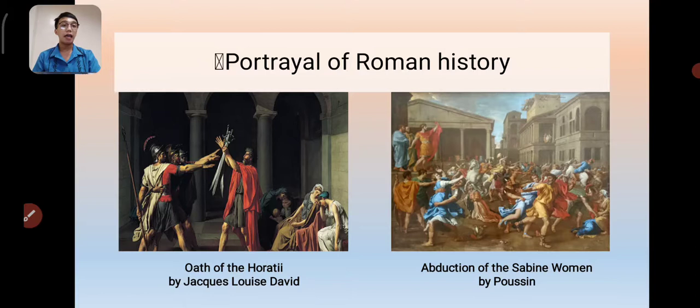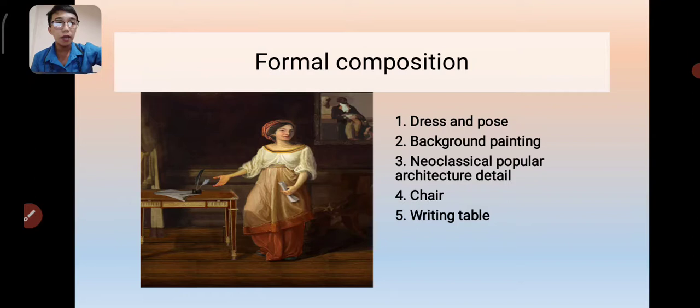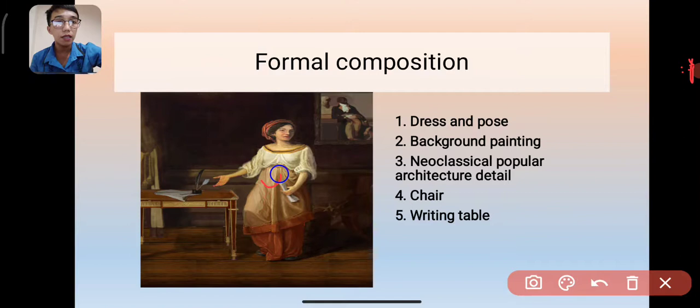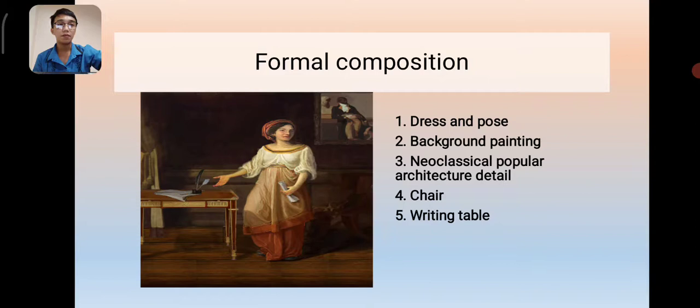Okay, the second one is formal composition. As you can see here, the dress, the background painting, then the classical popular architecture detailed. The chair, and writing table. As you can see there, napaka-formal niya tingnan. So, that's a formal composition. That's one example of the paintings during the time with a formal composition.